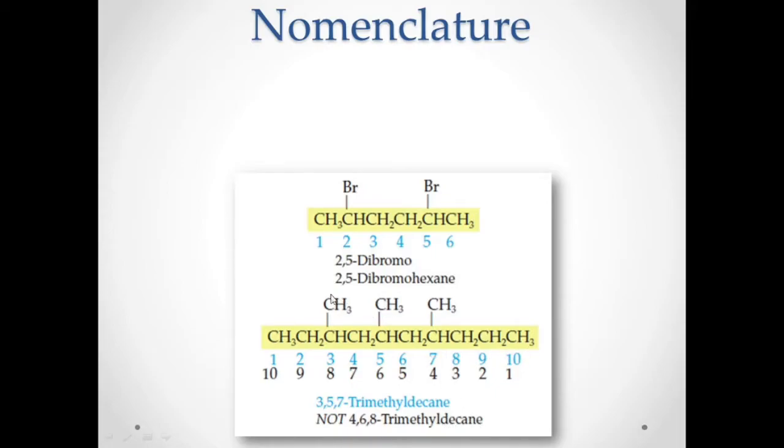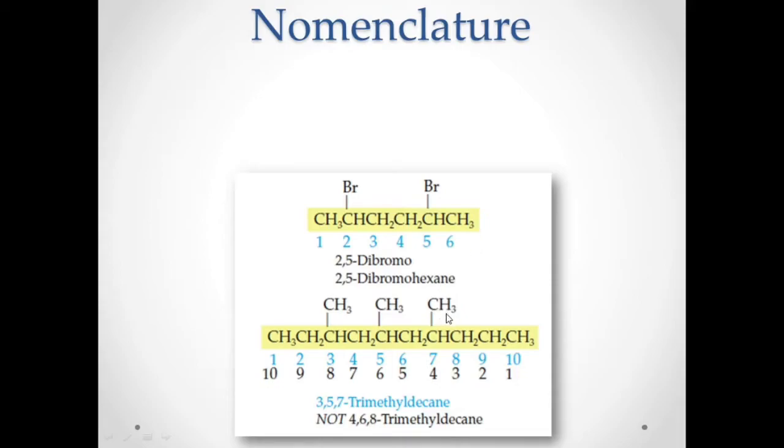Okay. So where are our substituents? We have them on carbon number 3, carbon number 5, and carbon number 7. So carbon number 3 contains a methyl group. Carbon number 5 also contains a methyl group. Carbon number 7 also contains a methyl group.